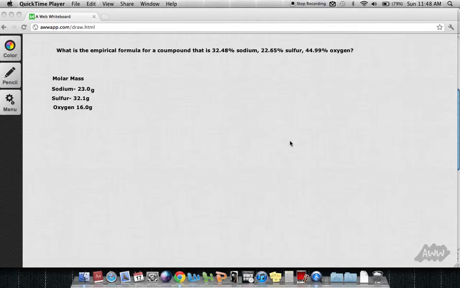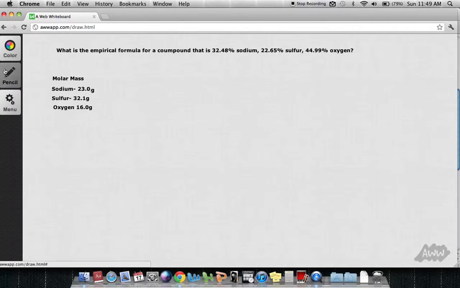The first thing to do is find the molar masses for each of these elements, and I have listed them right there. Sodium 23.0 grams, sulfur 32.1 grams, and oxygen 16.0 grams. Just as a mental note for you, it's always better to round to the nearest tenth whenever you're trying to find the molar mass. It's just what most people prefer in order for the answer to be accurate.